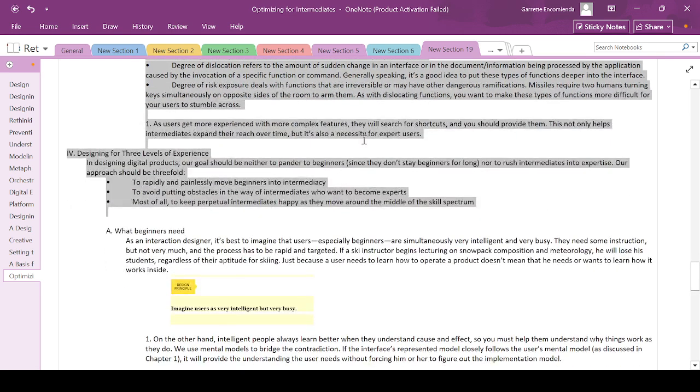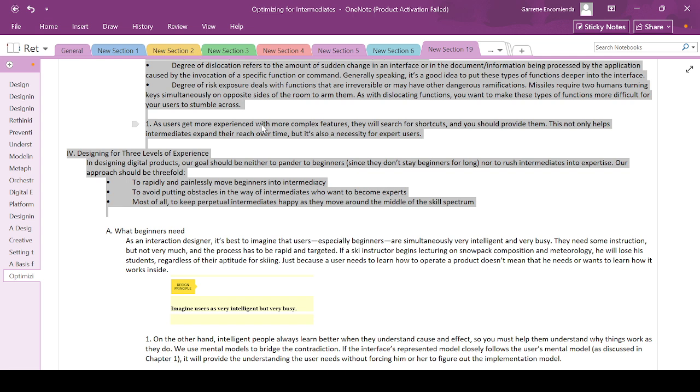Degree of risk exposure deals with functions that are irreversible or may have other dangerous ramifications, such as the ejection seat lever we discussed. Missiles require two human beings turning keys simultaneously on opposite sides of the room to arm them. As with dislocation functions, you want to make these types of functions more difficult for your users to stumble across, so that the intermediate, when they become curious, won't be able to click that, and so that the flow is not disrupted, supporting their psychological and emotional needs.